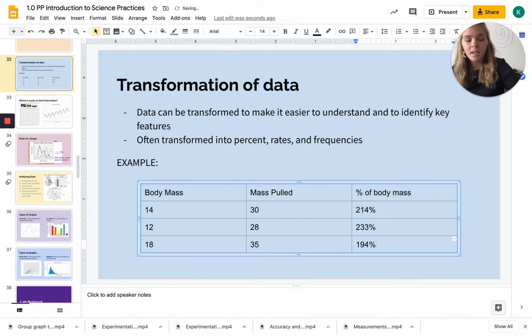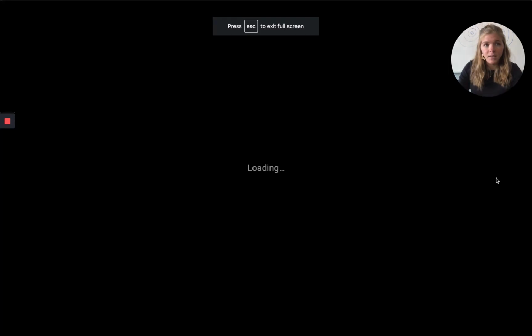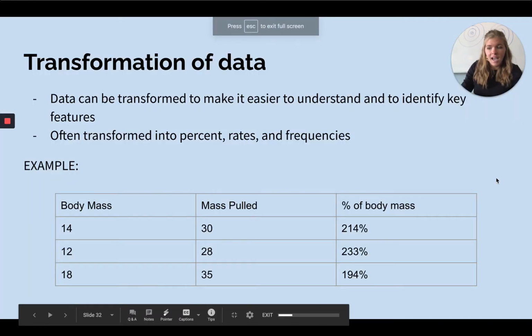So at times data can be deceiving in a data table if you don't transform it into something usable. So it appears that this person can pull the most, but in comparison to how big they are, they're the biggest, so they should be able to pull the most. And in retrospect, they are the weakest compared to how big their body actually is. So transformation of data can be pretty important in understanding how data is read and the final results.